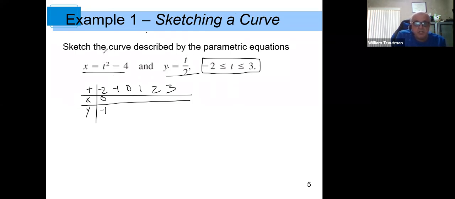Then we plug in the next t value, -1. -1 squared is 1. 1 minus 4 is -3. For the x value, plug in -1 here, and you get -1/2. Plug in 0, you get -4, and plug in 0, you get 0 here. Plug in 1, you get -3. Plug in 1 here, you get +1/2.